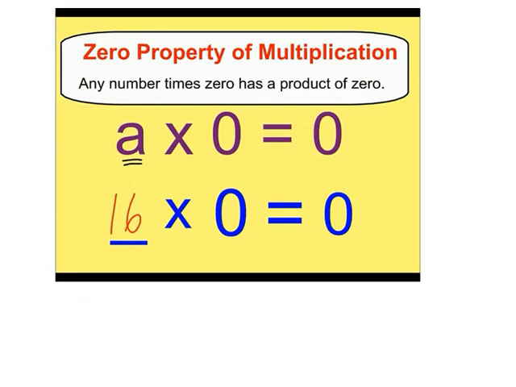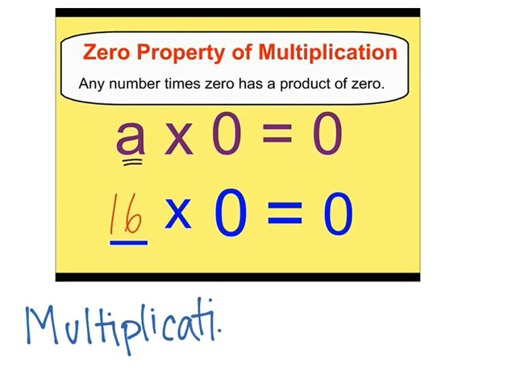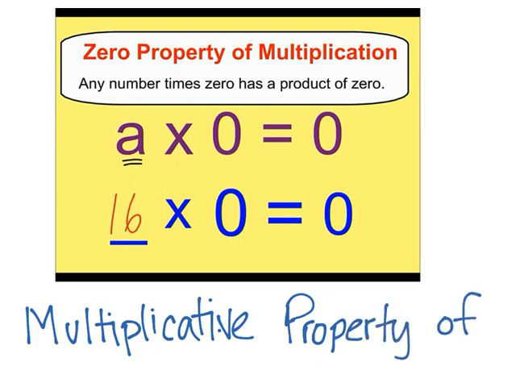Last one. Okay. Zero property of multiplication. This is also known as the multiplicative property of 0. And I'm going to write that down because that phrasing is going to show up and I don't want you to be confused with what it means. So, multiplicative property of 0. Sorry that my handwriting's not that great on an iPad, but hopefully you'll be able to read it.